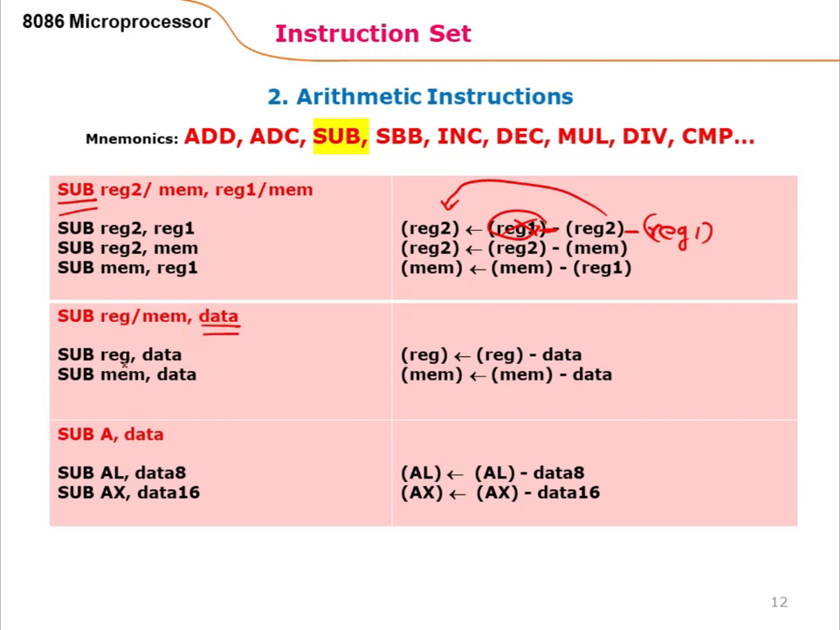So when we use subtraction register or memory comma data, the contents of this data are subtracted from the contents of the register or memory location, and the result is stored in the register or memory location. So we can use this subtraction instruction when we perform an 8-bit subtraction or 16-bit subtraction. But remember this, when we are using 8-bit data, we have to use the AL register, that is the 8-bit register, and when we are using 16-bit data, we will use the AX register.